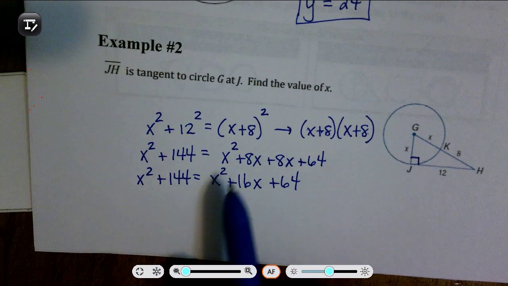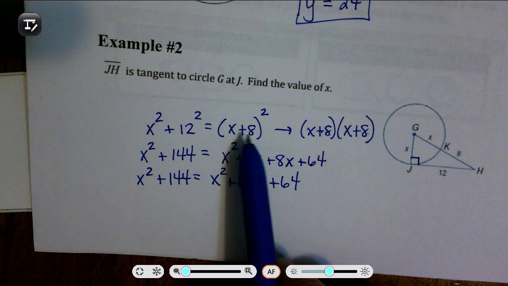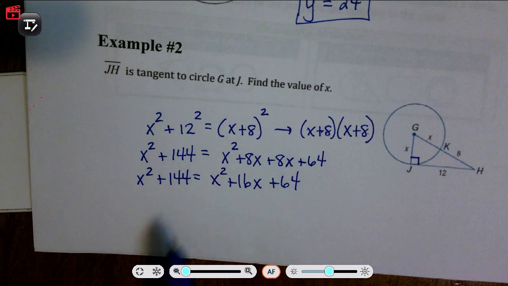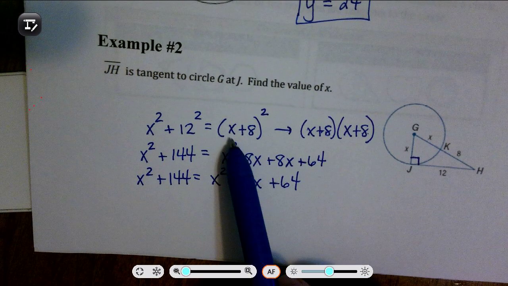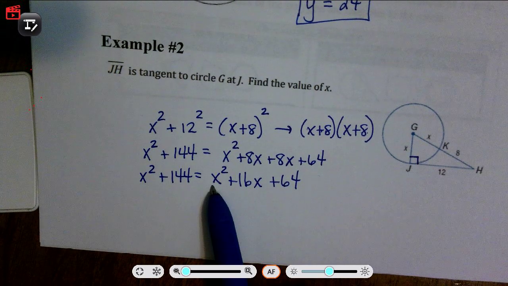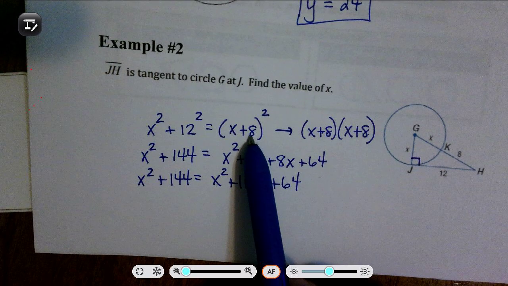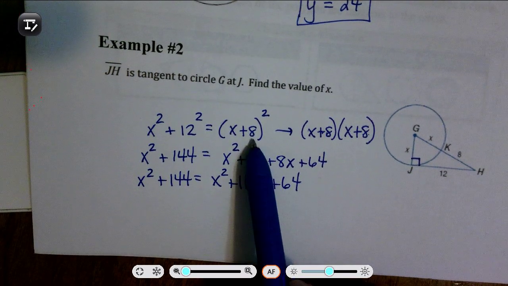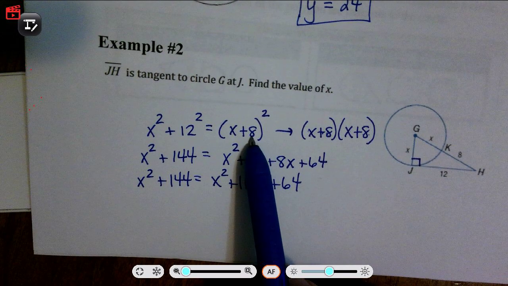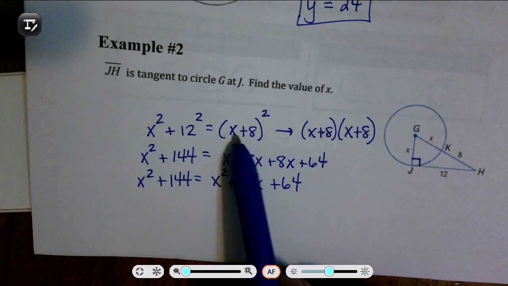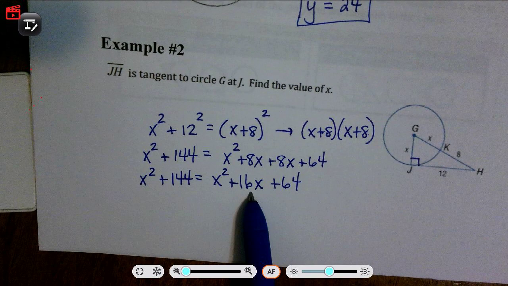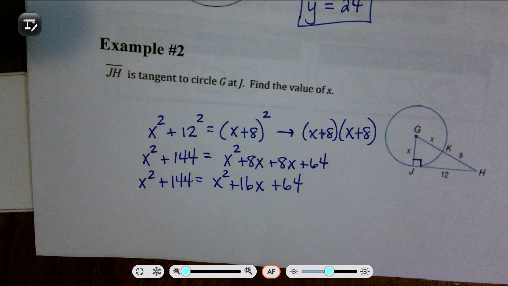Notice, do not fall into the trap of squaring the x and then squaring the 8. That is not going to work out. The shortcut for this is square the front, the x squared, square the back, that's where I get 64, but then take this number and double it. 8 times x and then double it. 8x times 2 is 16x, if that helps.